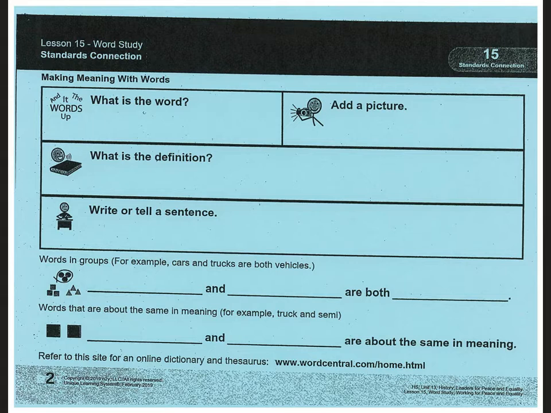Our next vocab word is paper. The definition of paper is a thin material made from wood that is often used for writing.